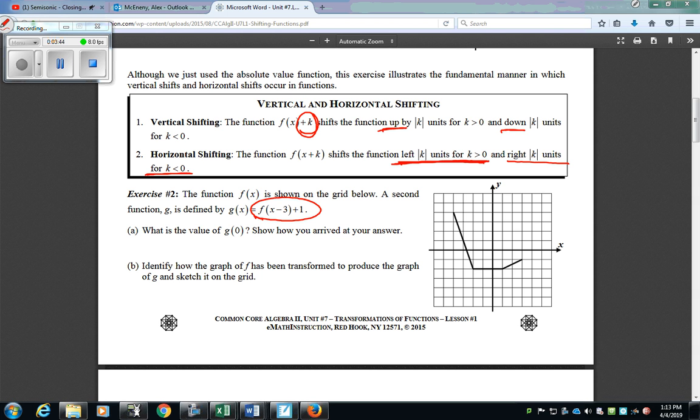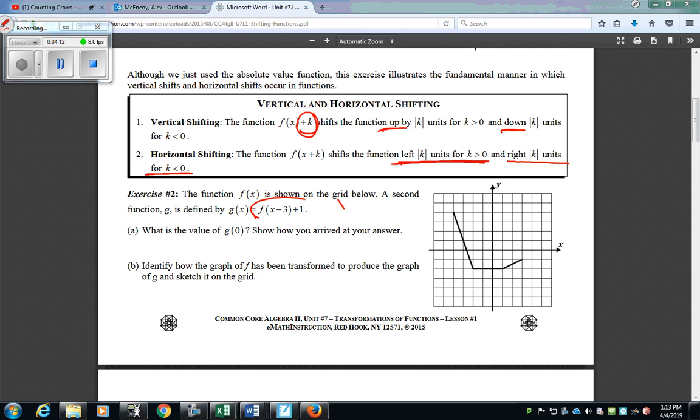So for this one right here, I know that this new function, based on what they say for f, is going to shift 3 right and 1 up. So k was less than 0, so it's going to shift right. And the final value is positive 1, so it's going to go up 1. So what you'd want to do is take all the points where the line turns, and shift those 3 to the right and 1 up.